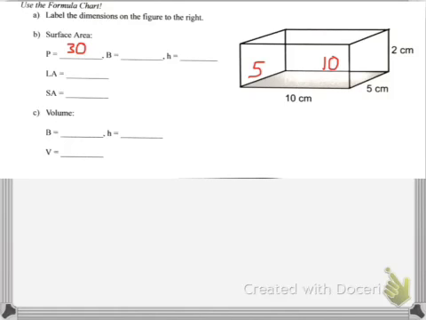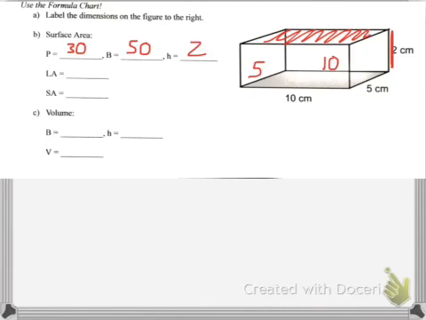To figure out what capital B is, that stands for the area of the base. We know that the area of a rectangle is base times height, so that would be 5 times 10, which gives me 50. And then little h stands for the distance between the two bases. We have a base down here at the bottom. This is the other base up here at the top. The distance between them, you'll see, is 2. So my h is 2.